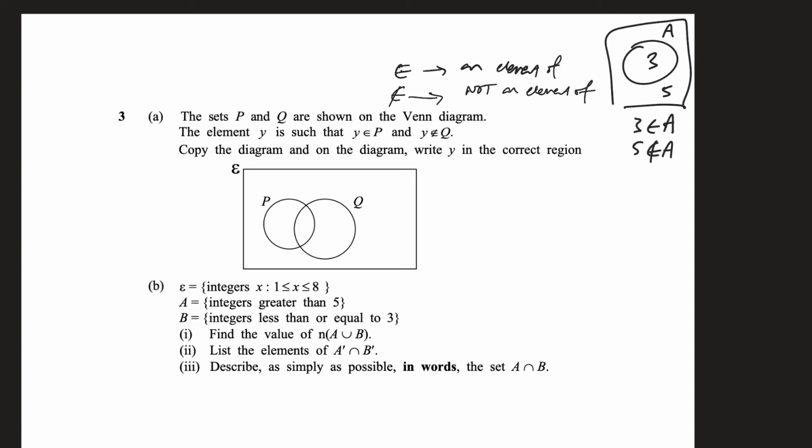So right here, Y is an element of P, so Y has to be somewhere inside here. So maybe let's just write Y. But Y is not an element of Q. So Y has to be here, right? Because it has to be in P, but it cannot be in Q, so it cannot be inside this region. It has to be here. That's it.